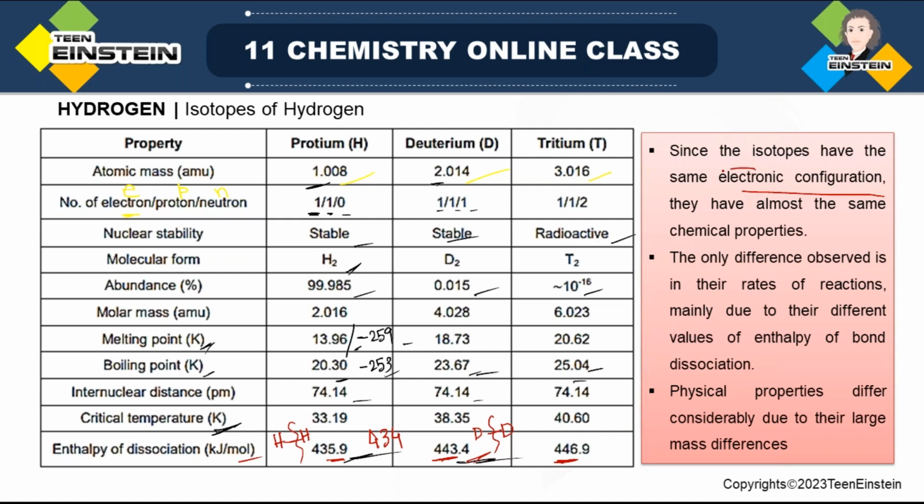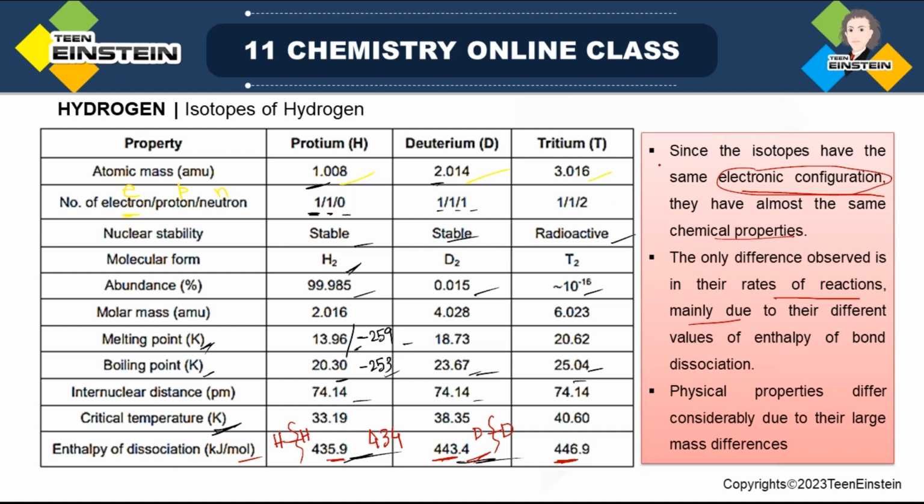So as electronic configuration is same, chemical properties will also be same, and it is not just for hydrogen isotopes. It is true for any element's isotopes, because chemical properties are all about electronic configuration. The only difference observed is in their rate of reaction.